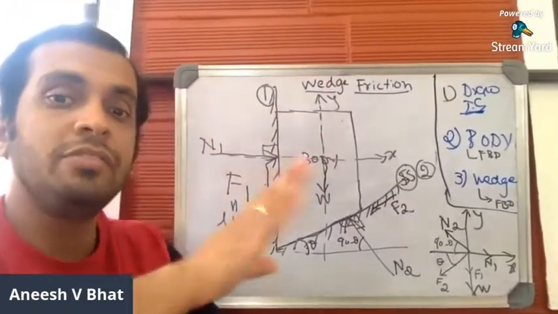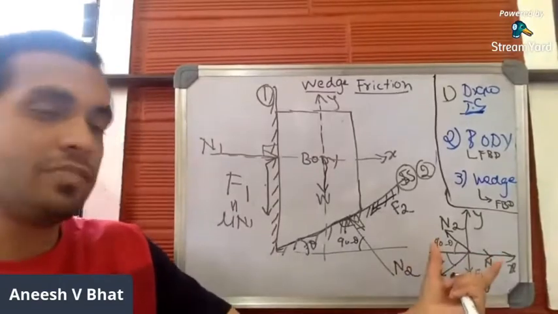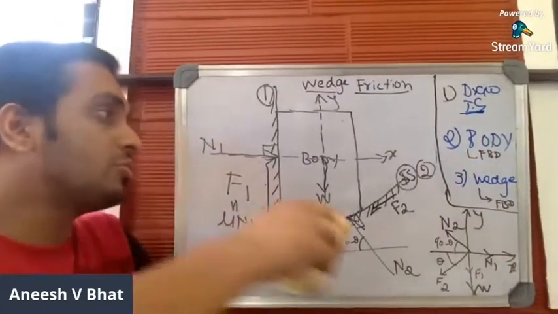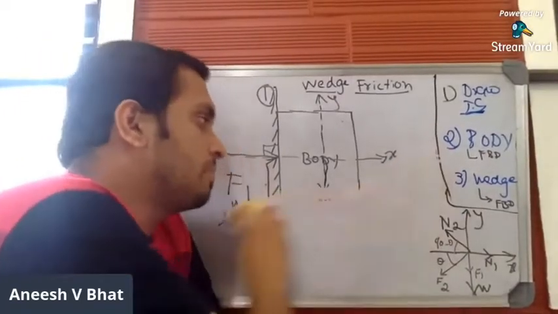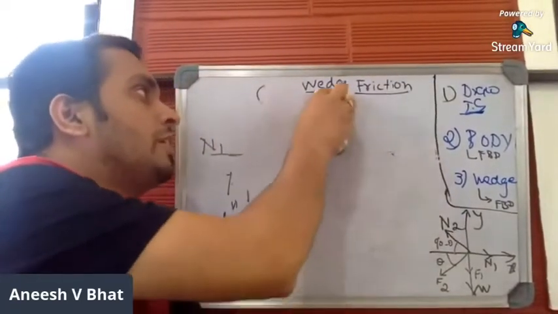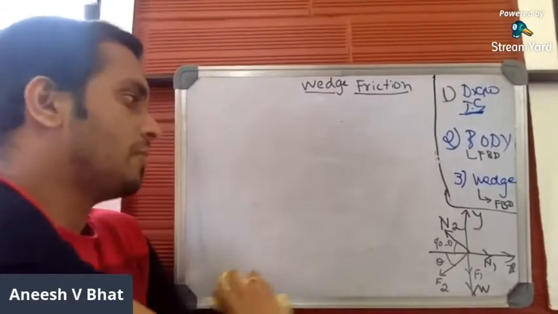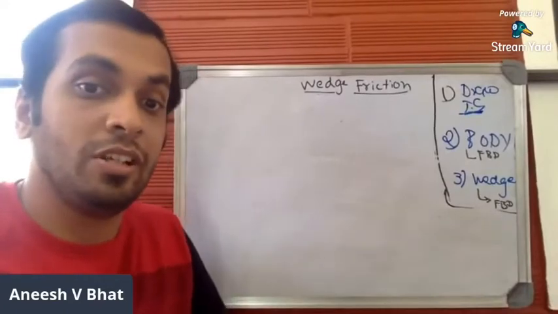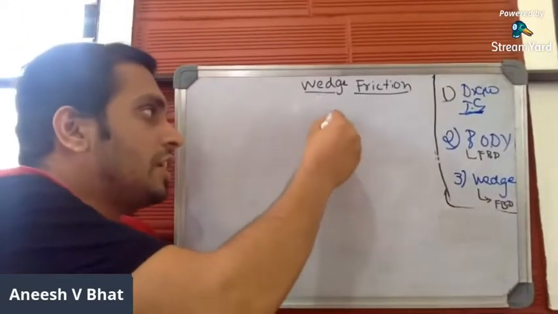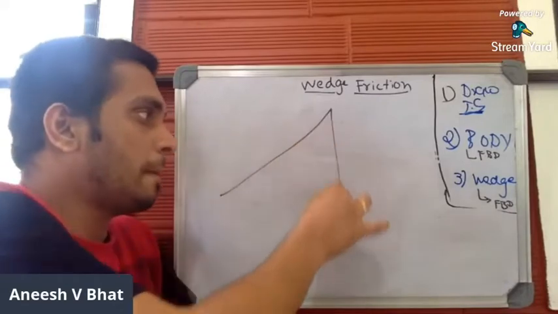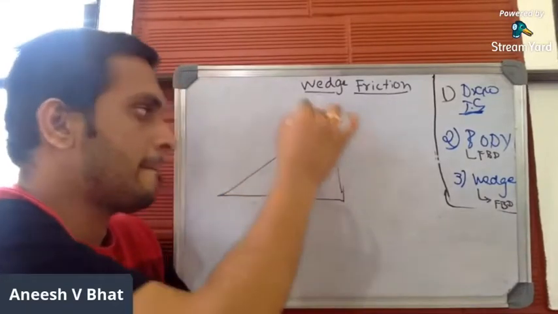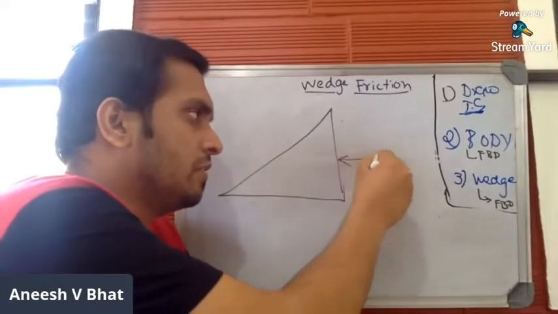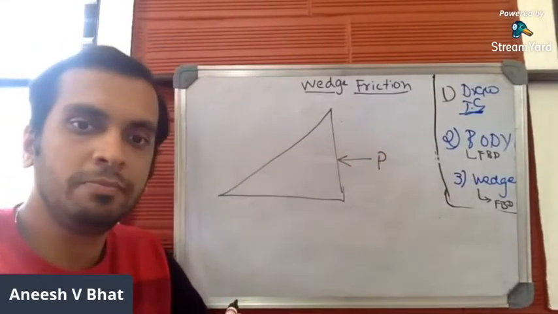Done. So we are done with step number 2 now. This is the free body diagram as far as step number 2 is concerned. Step number 2, free body diagram of the body. Now let us go through step number 3. In step number 3, you will be considering only the wedge, along with the surfaces. The wedge is triangular here, and you have an external force P.